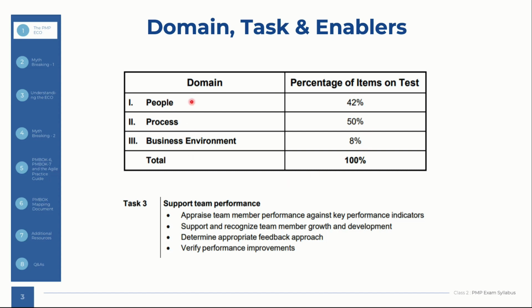Now each of the domains is broken down into tasks, and each of the tasks, as you see from the PMP ECO, is broken down into enablers. So let's say for the people domain, this is task number 3, which is to support team performance, and these are the enablers which you need to use to support team performance. That's how you should read the PMP ECO.